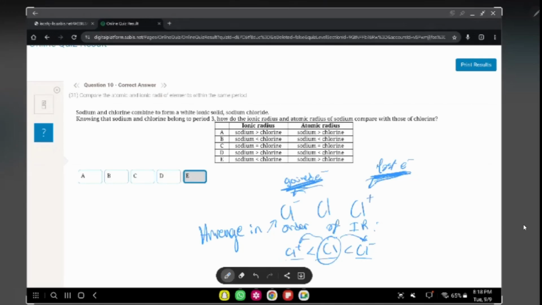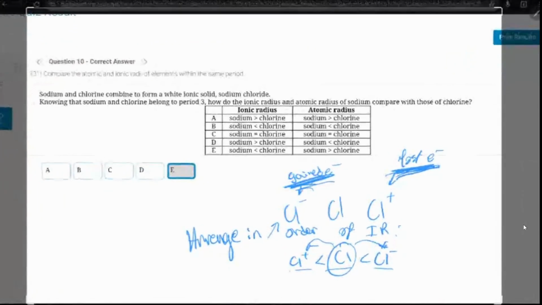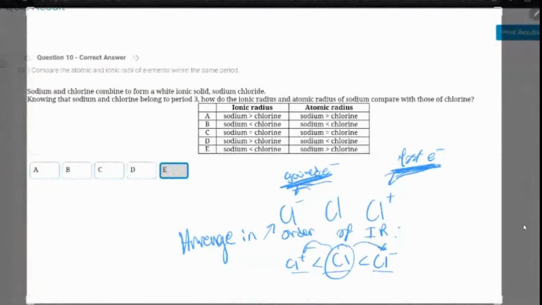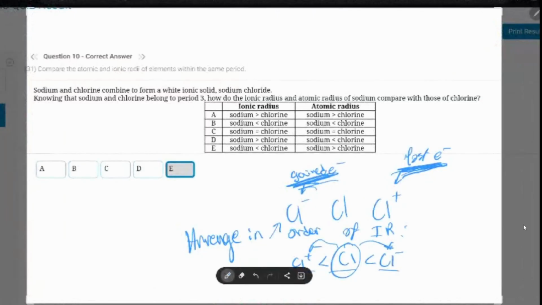So over here, sodium and chlorine combine to form a white ionic solid, sodium chloride. Knowing that sodium and chlorine belong to period 3, how do the ionic radius and the atomic radius of sodium compare with those of chlorine? Let's take a look. First, let's look at atomic radius. I told you you're going down a what?